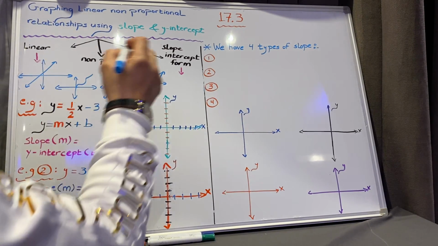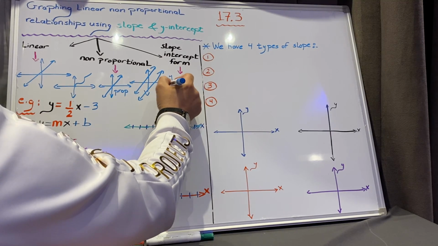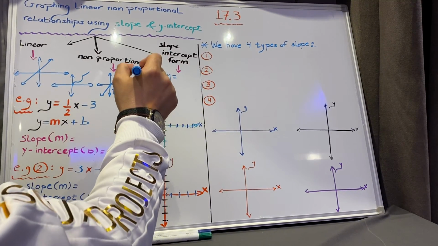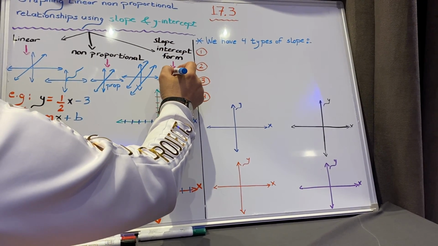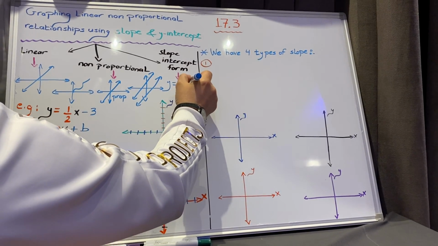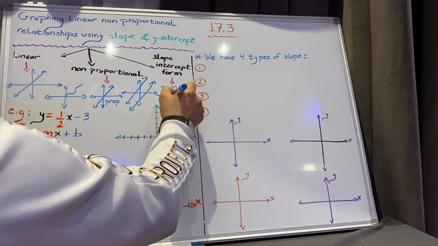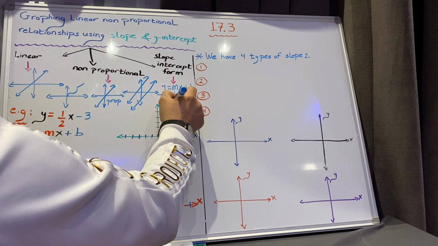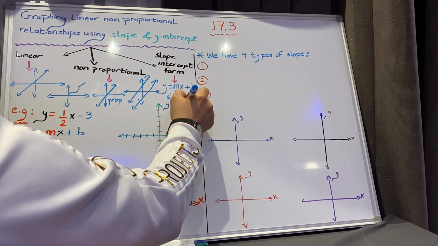The slope-intercept form, you know that there is a relationship in a slope-intercept form between the slope and the y-intercept, which is y equals mx plus b. And you know that m represents the slope, while b represents the y-intercept.